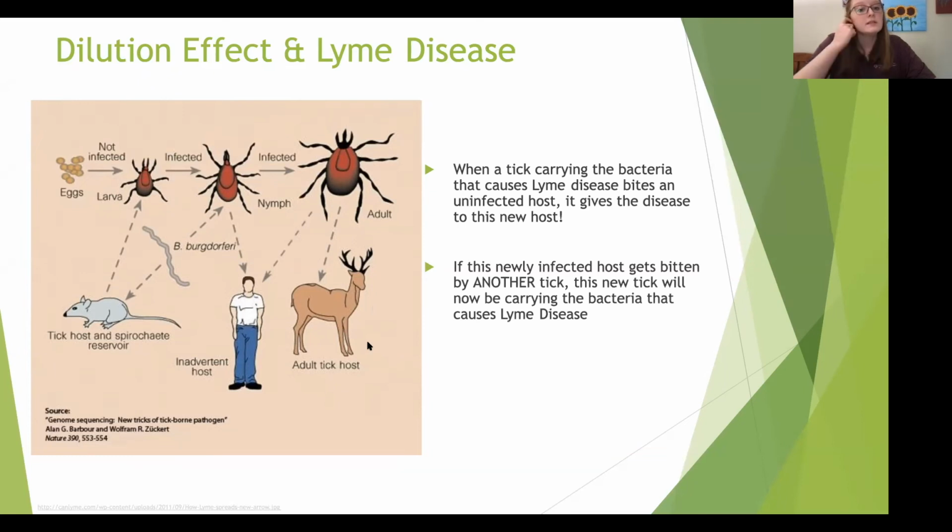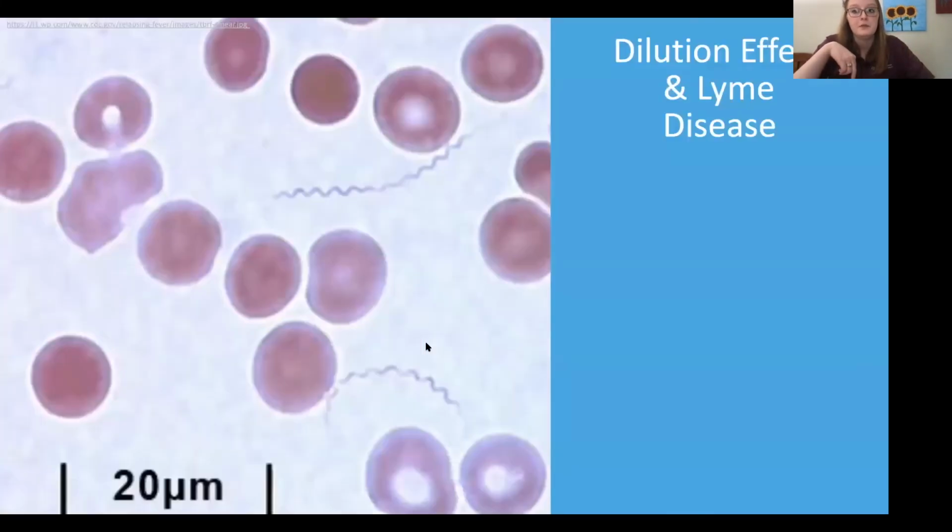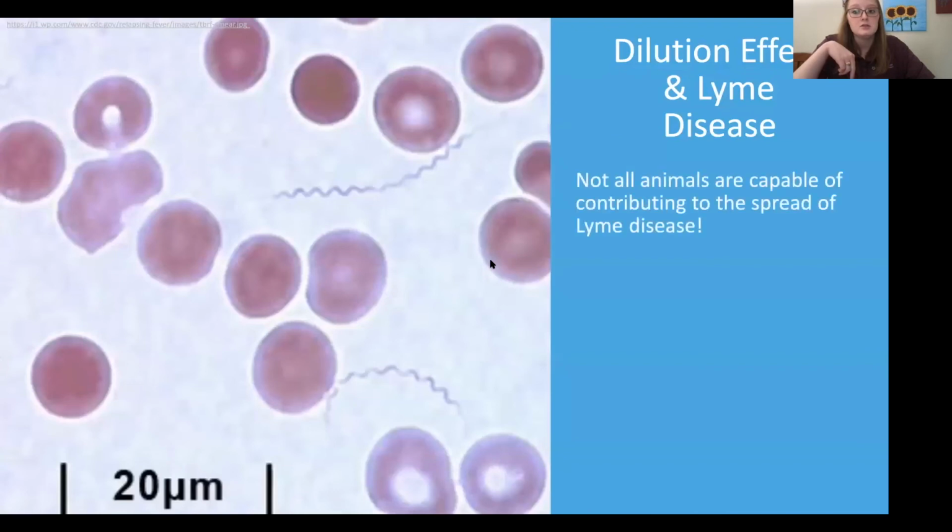So once the human or the deer has been bitten by an infected tick, they are now considered a carrier of Lyme disease. And then another tick that's not infected yet with Lyme disease can bite this deer or this human and get the bacteria from them. And so it continues on and on and on. So if we talk about the dilution effect, this is actually that bacteria, it's a spirochete or spiral shaped bacteria. So that's kind of cool. It is pretty, but it's not a good thing to have.